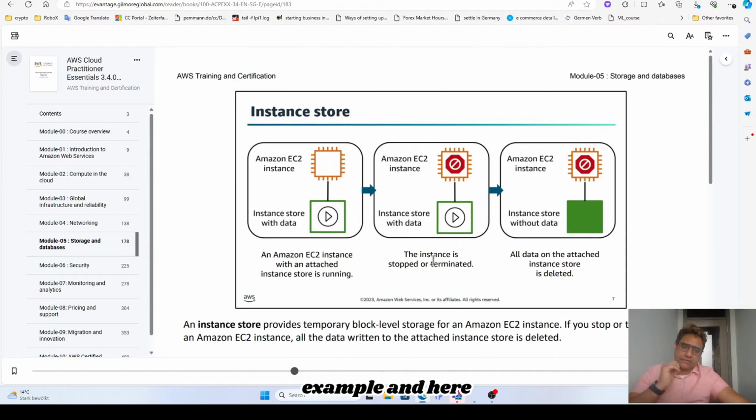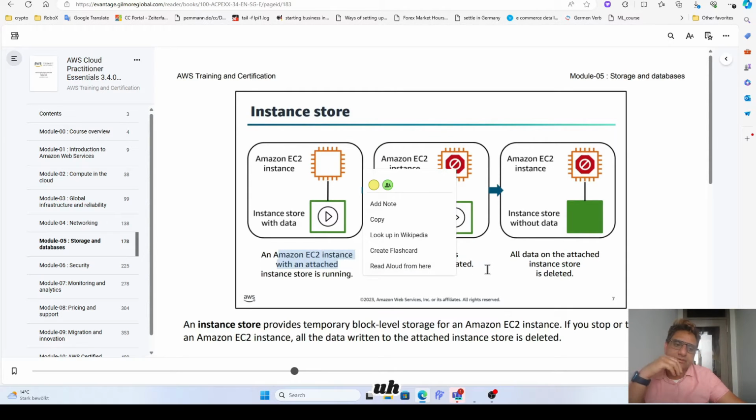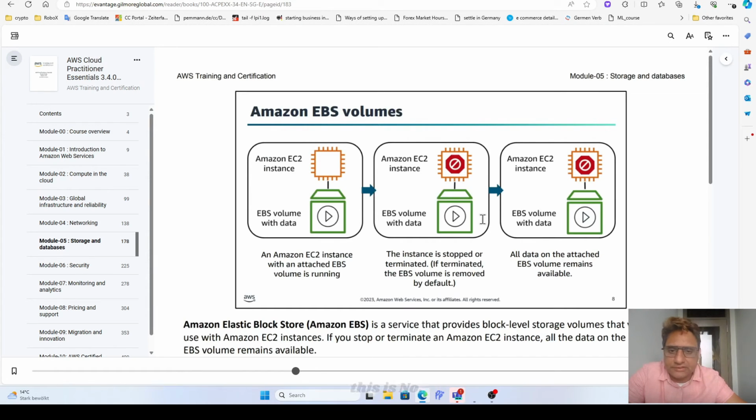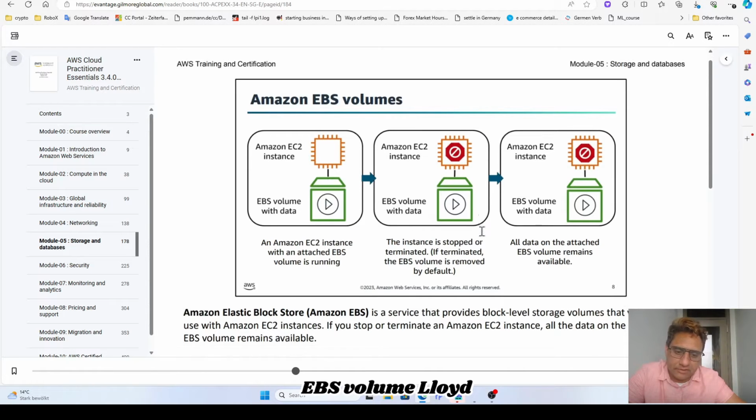And here we can attach the instance store of the data. When you terminate or kill your EC2 instance, all the instance resources that have been attached to any service will be deleted or gone. So this is number one. What is the alternative? The alternative is the EBS volume, right?